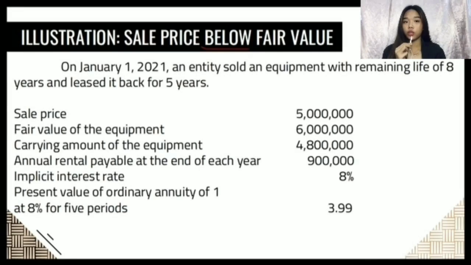On January 1, 2021, an entity sold an equipment with remaining life of 8 years and lease it back for 5 years. So the sale price is 5 million, fair value of the equipment is 6 million, and the carrying amount of the equipment is 4,800,000. The annual rental payable at the end of each year is 900,000. With an implicit rate of 8%, the present value of an ordinary annuity is 3.99.